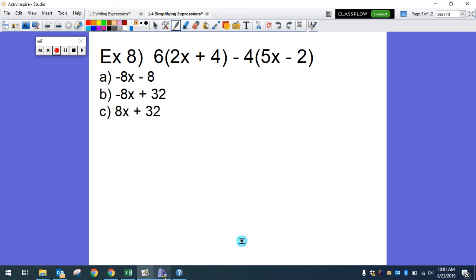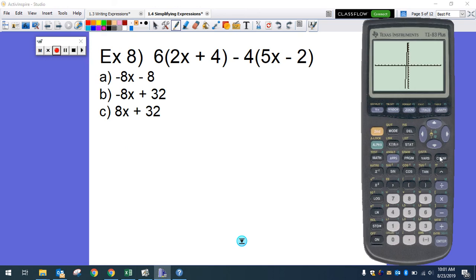All right, one more just to make sure we got it. So if you'll pause it and try this one. Okay, so you should have done 6 parentheses 2x plus 4 minus 4 parentheses 5x minus 2. Graphed it. That's what we want the answer to look like.